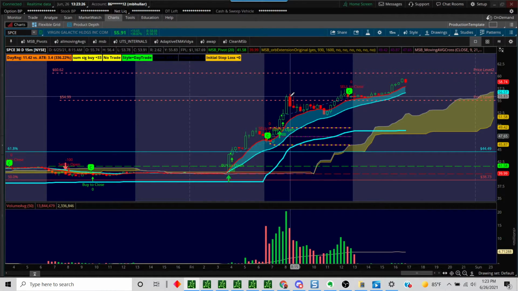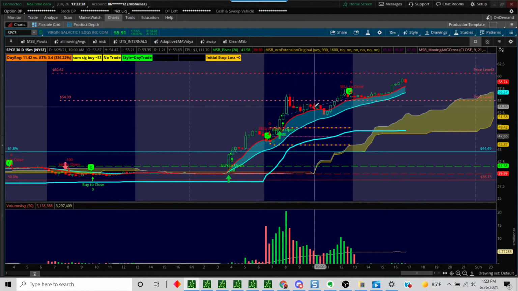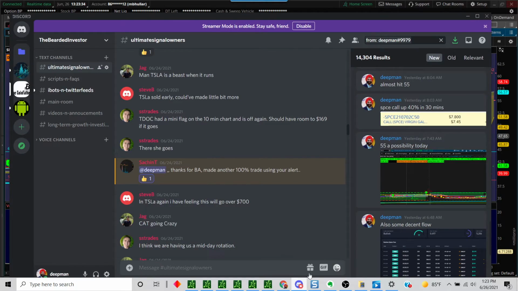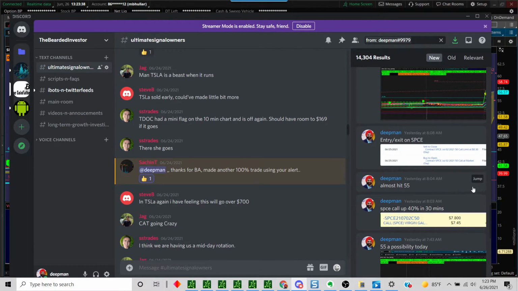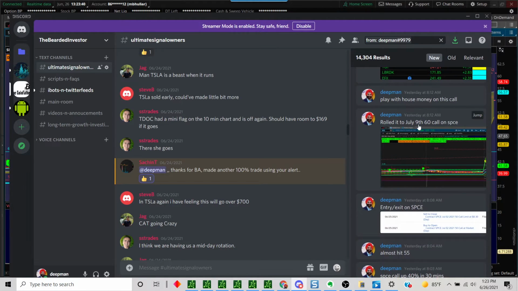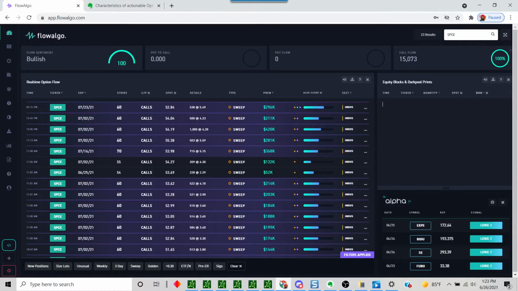So after 55 was hit, I took some early profits, and as the stock retraced a little bit, I talked about rolling it over, right? So I rolled over, this was one trade, and then I said I'm going to roll it to July 9th, 60 strike price. The reason I did that was because I continued to see buying on these 60 strike prices for 7-2 hours. I just gave myself a little bit of extra time.